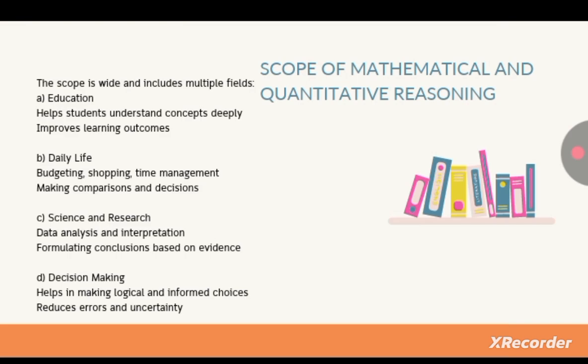Now let's talk about the scope of mathematical and quantitative reasoning. It is a very versatile theme, and it has a major scope in education, daily life, science and research, and decision making. In the context of education, it helps students understand concepts deeply, improves learning outcomes, and identifies learning gaps. In daily life, it is helpful in budgeting, shopping, time management, making comparisons, and decisions. In the field of science and research, it facilitates data analysis and interpretation, formulating conclusions based on evidence, and so on.